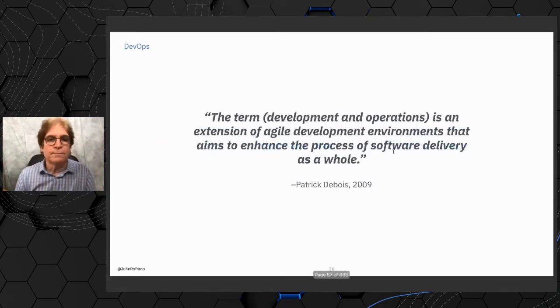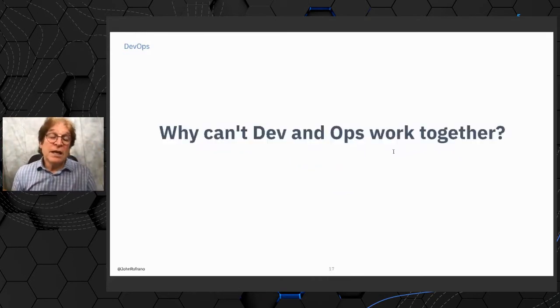It was the culture. So Patrick Debois back in 2009 said the term development operations, DevOps, is an extension of agile development environments that aims to enhance the process of software delivery as a whole. Just how can we deliver software better? And then it begs the question, why can't Dev and Ops work together?